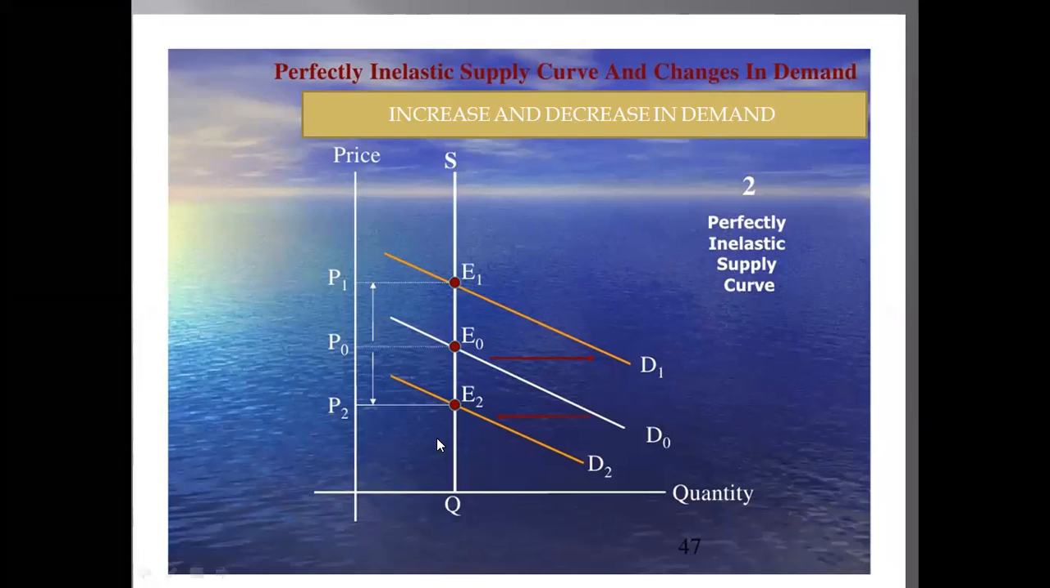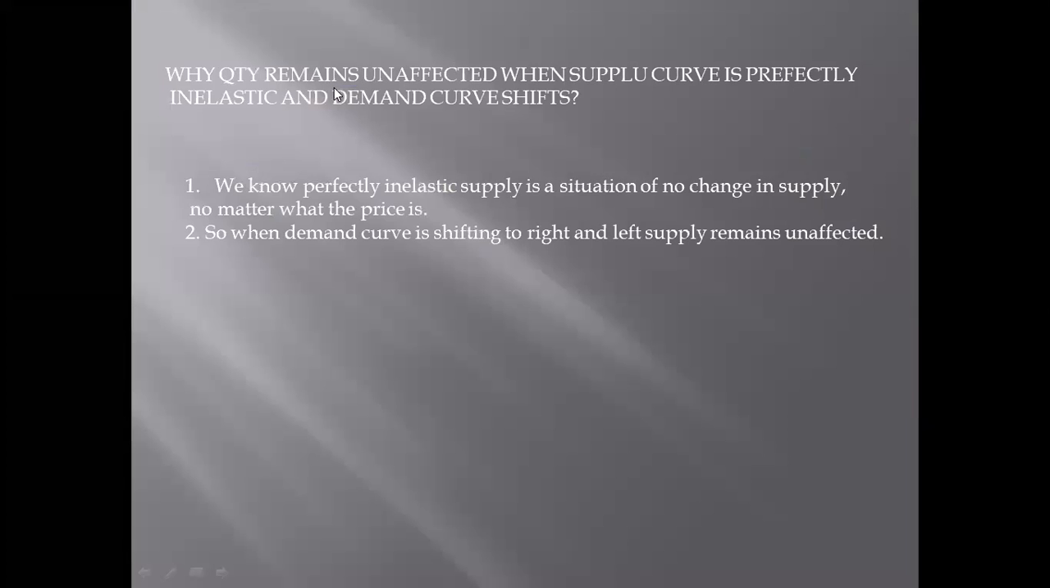So you have to remember that when there is a perfectly inelastic supply curve and there is increase and decrease in demand, there would be increase and decrease in equilibrium price, but your equilibrium quantity is not going to change. Why does quantity remain unaffected when the supply curve is perfectly inelastic and the demand curve shifts? We know perfectly inelastic supply is a situation of no change in supply, no matter what the price is, correct? So when the demand curve is shifting to the right and to the left, supply remains unaffected.